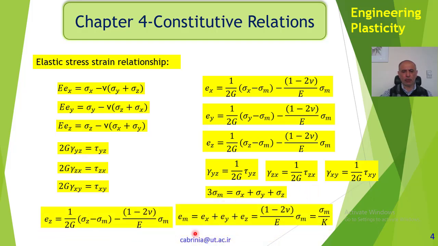And also we have shown here a component called e_m, which is the sum of the strain components: e_x plus e_y plus e_z is equal to e_m, and these are like that, sigma m over K, because if we add them together, we will get this relationship. This K obviously is the bulk modulus.